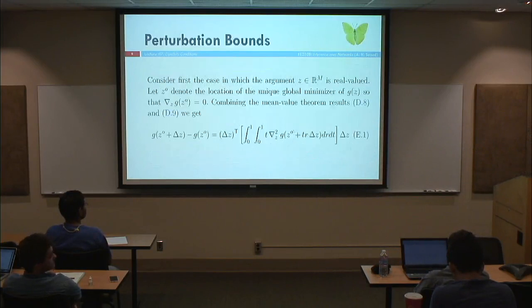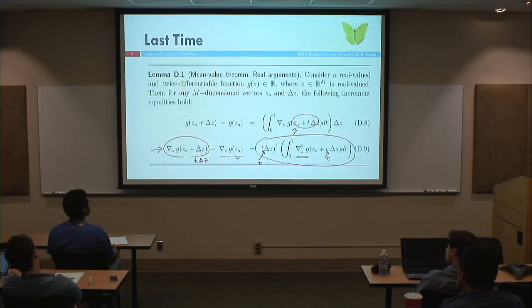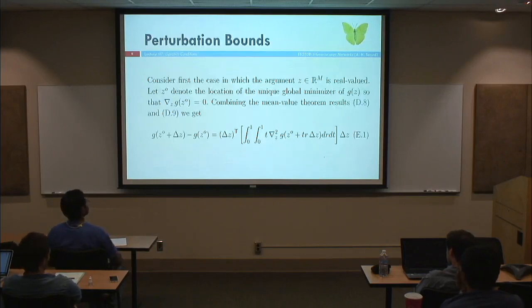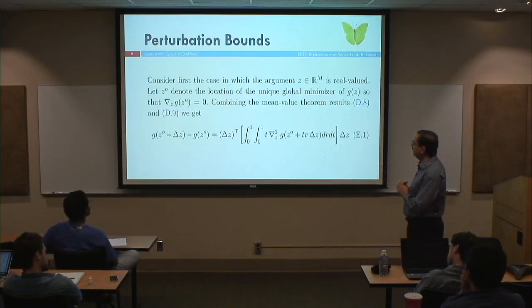So let's start with the case when z is real, okay? And g is convex. So in that case, I'm going to take this z0 to be the minimum. In that case, the gradient evaluated at z0 plus delta z, you come here, if I replace this delta z by t delta z, this delta z here will be replaced by t times delta z, and this delta z here will be replaced by t times delta z, right?